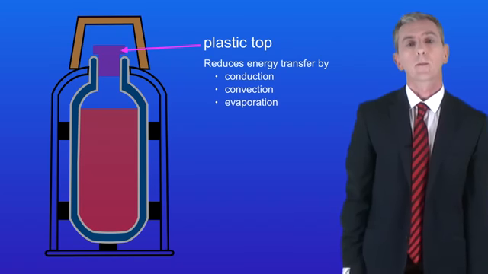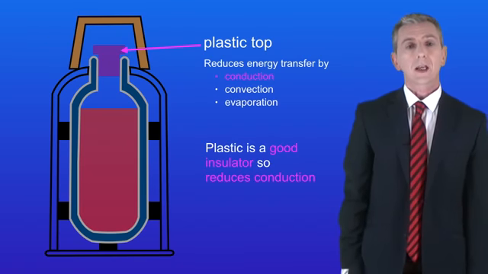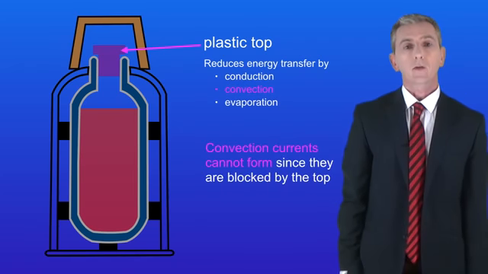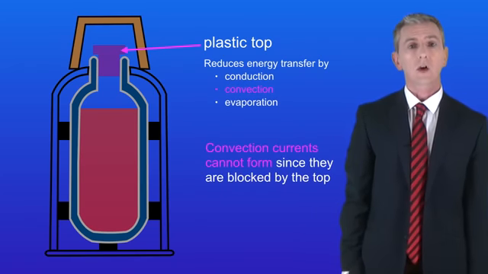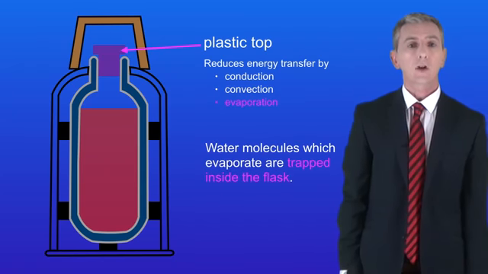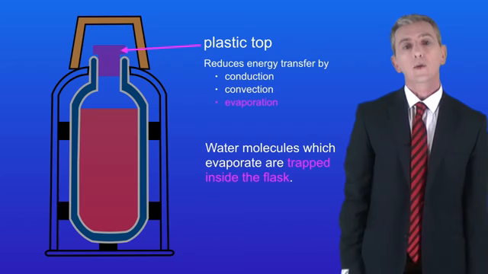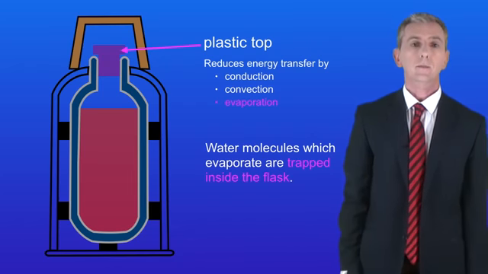So let's see how. First of all, plastic is a good insulator, so that reduces conduction. Heat transfer by convection is reduced as convection currents are blocked by the top, and heat transfer by evaporation is reduced as water molecules which do evaporate are trapped inside the flask.